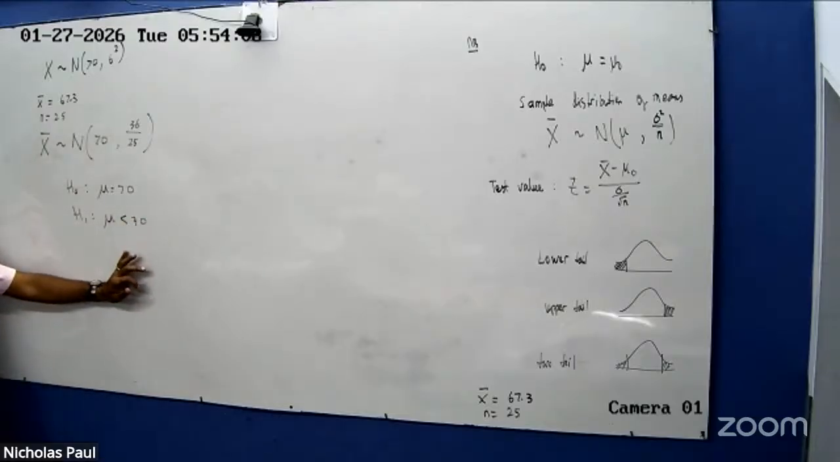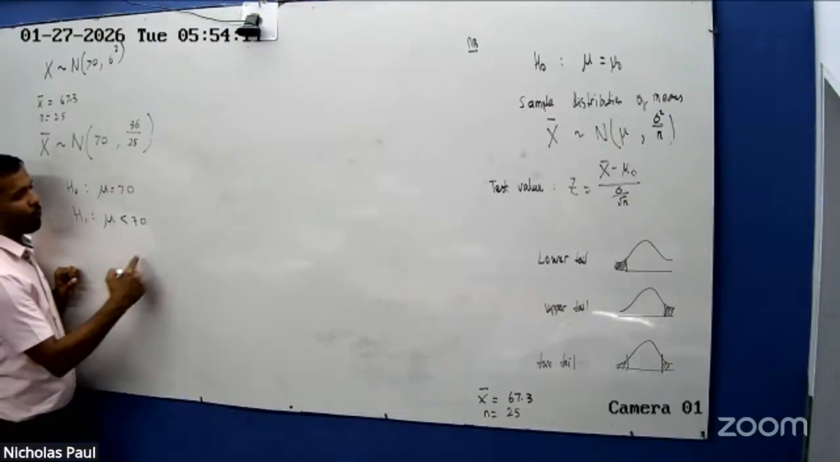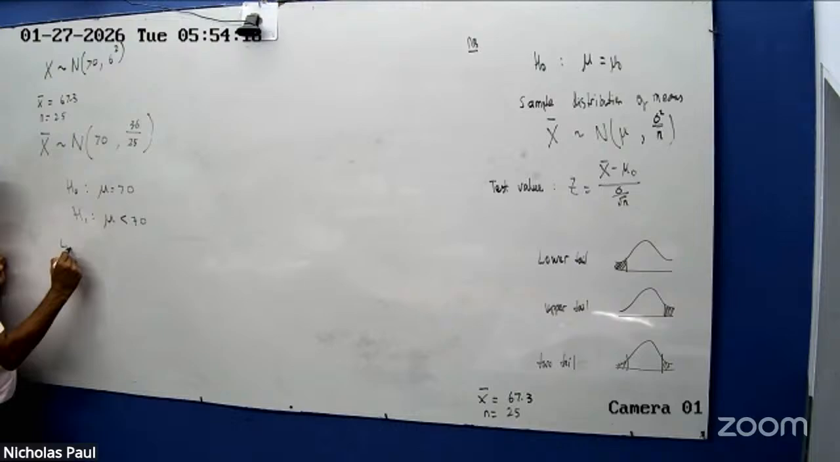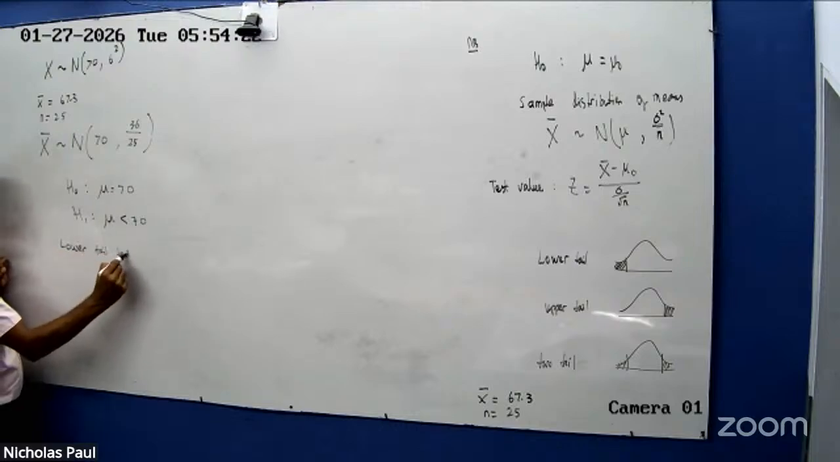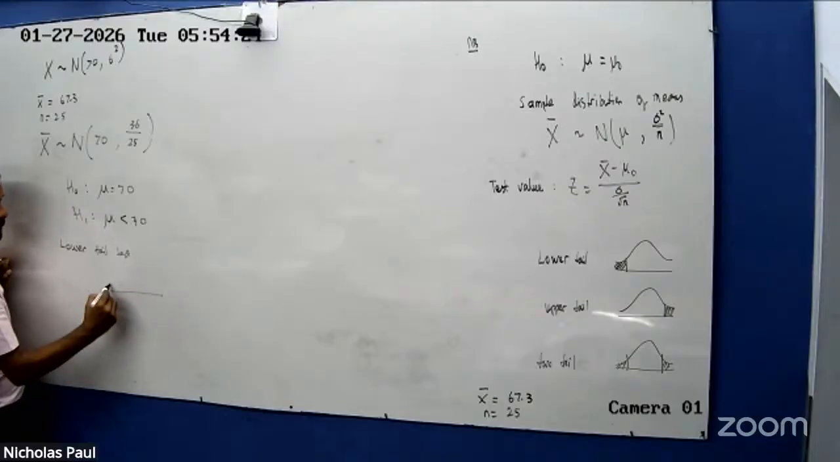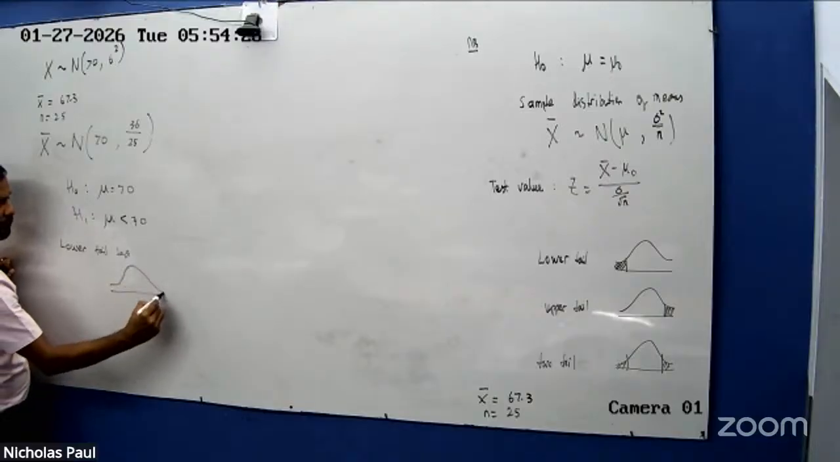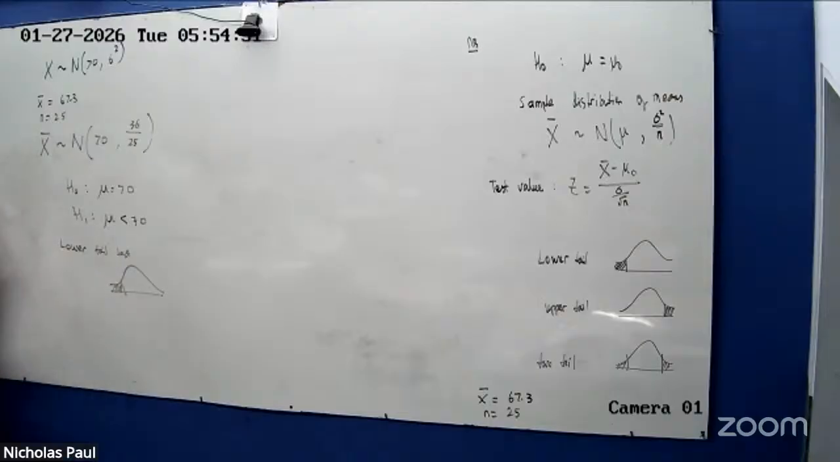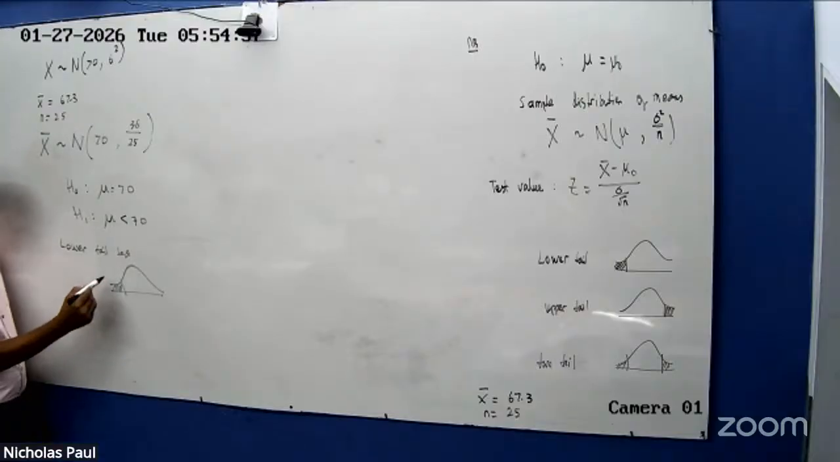Suppose we wanted to see if they outperform. Then it'll become greater than, right? So we know that we're doing a lower tail test, right? So the lower tail, because it's normal, is somewhere down here, right? What's the significance level? 5%.